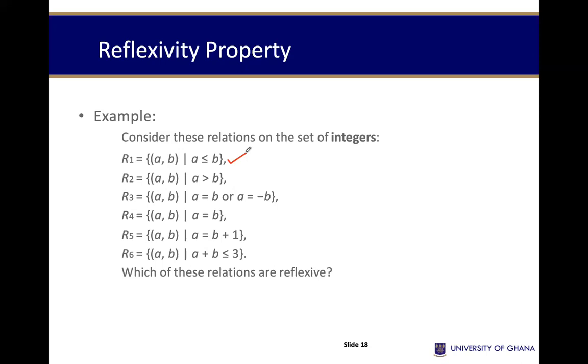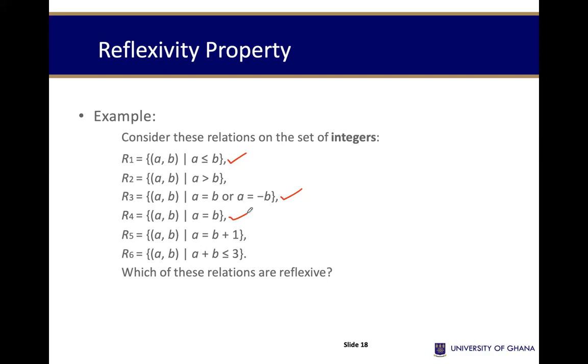R3 is also straightforward. I can see A equals B or A equals minus B. In this situation, because there's A equals B here, I don't need a switch to let me know that R3 is also reflexive. It has to do with the A equals B. Now when I come to R4, you don't have to think about it, because for whatever value of A, there's the same value of B. So R4 is also reflexive.